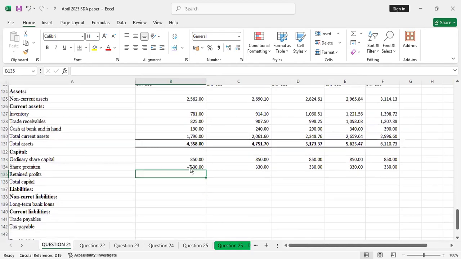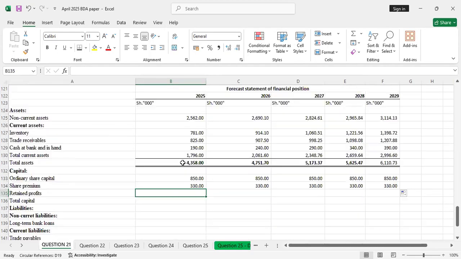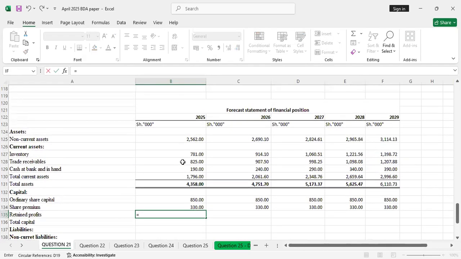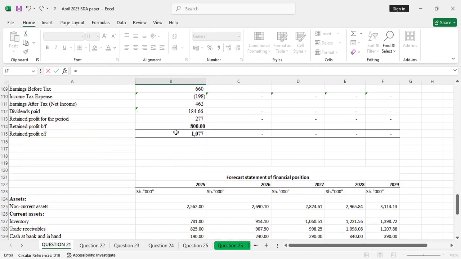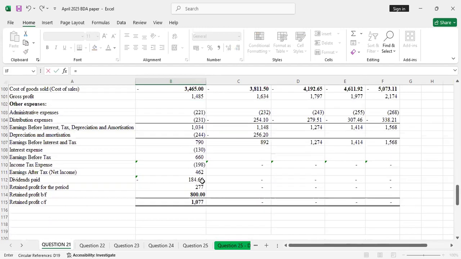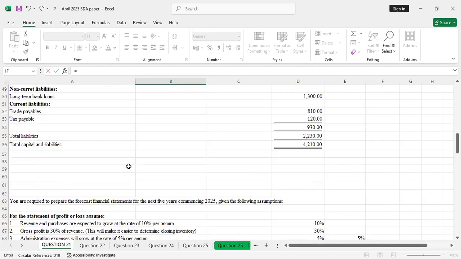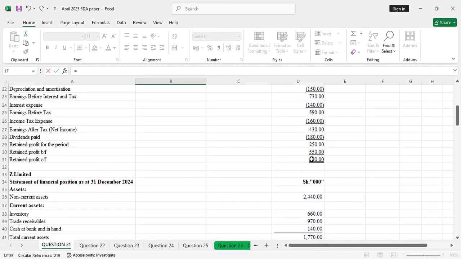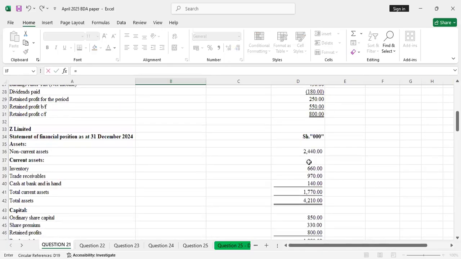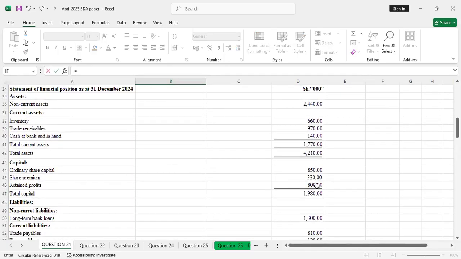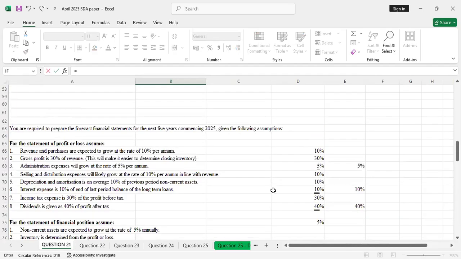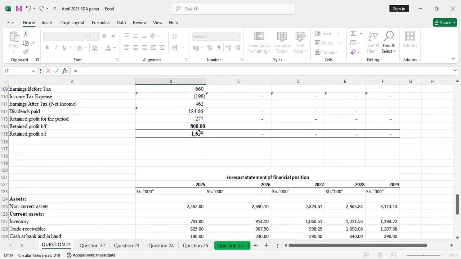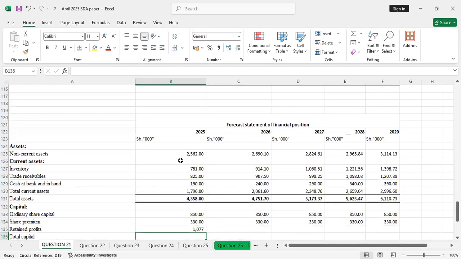So the retained profit now will be the retained profit carried down for 2025. Yeah, you have it now. So retained profit carried down for 2025 will be this. When you go to the original data, you can see that when they prepared the statement of profit or loss, the retained profit was 800 for 2024. And that 800 is what appears here. You see it here? So that's what to do. It's the same way. So the retained profit will be this 1077.